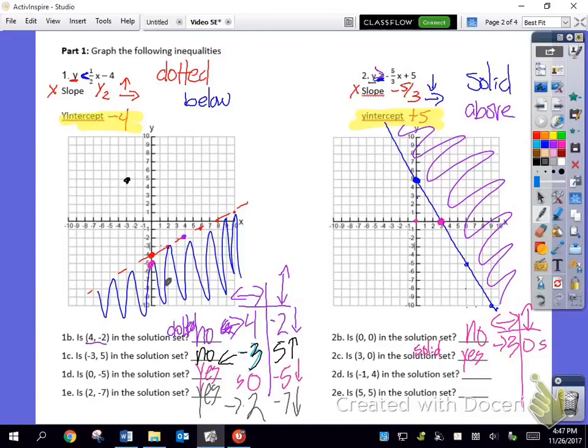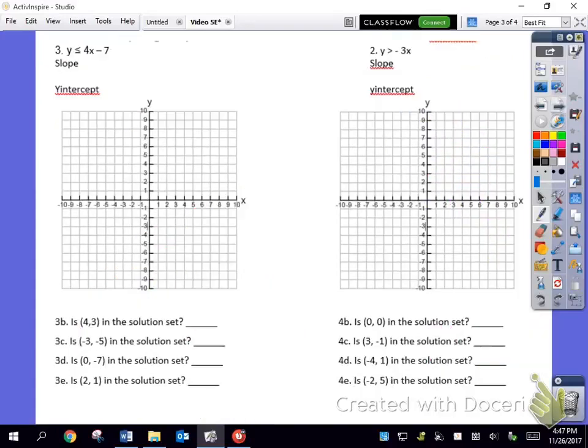Negative 1, 4, you go to the left and then you go up. So left 1, up 4, nope. And then 5, 5, you go to the right 5 and up 5, and yes, that is in the shaded region. Now on the next section, we're still doing the same thing.